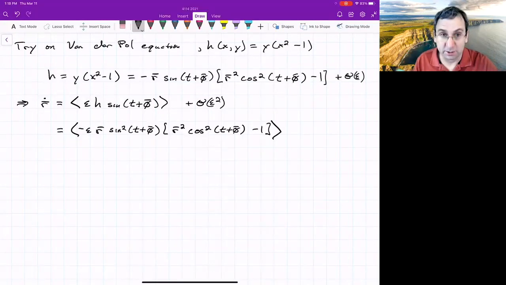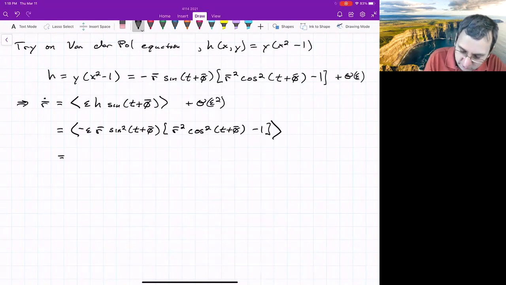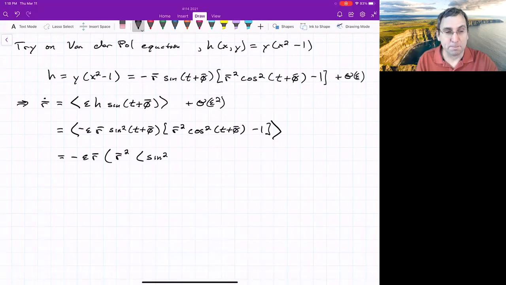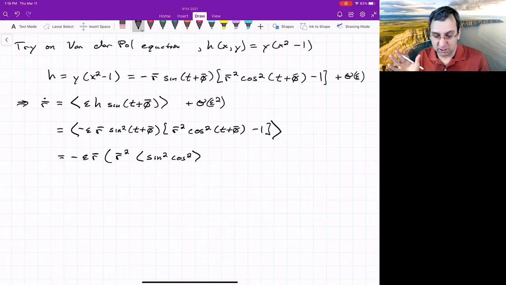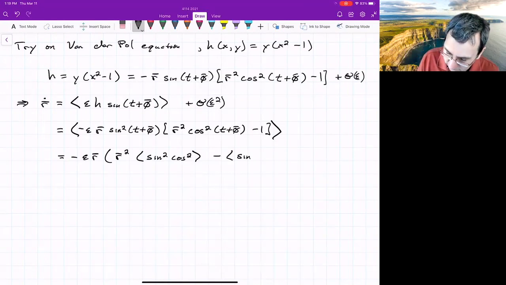Let's pull out things that are constant, right? For purposes of taking the average, r bar is constant. So we can pull out these r bar things and epsilon. So we've got negative epsilon r bar squared times, I'll just write it this way. Phi bar is a constant number, so it's like a constant phase. It won't change the average. It just does a time shift of taking the average. I'll use this notation of just sine squared cosine squared. We're just doing an average of that over 2 pi, minus the average of sine squared.